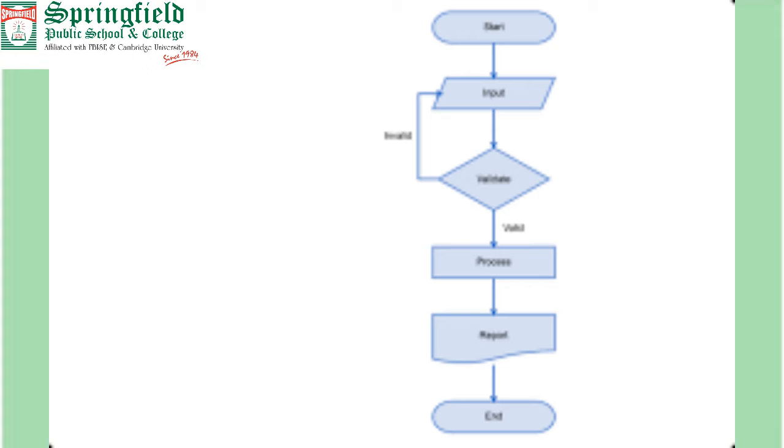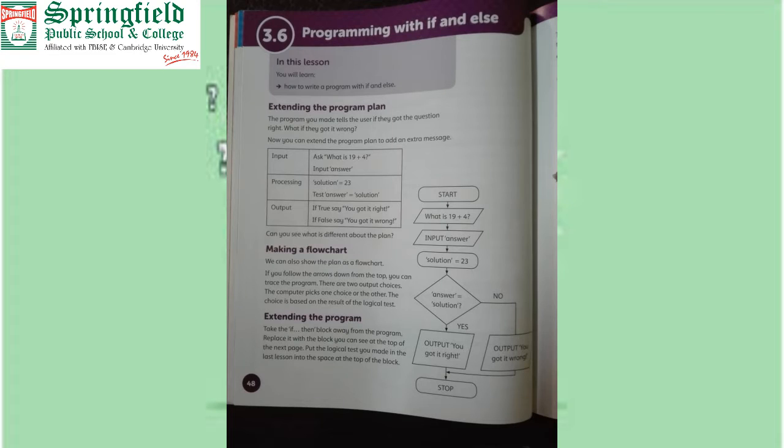Start, there is a start button. What is 19 plus 4? Input answer, solution is equal to 23. If the answer is equal to the solution, true, yes, output "you got it." If it is false, then stop the program, or ask the user again to enter the answer. If it matches 23, then give the output "you got it." Otherwise, stop the program. Is it clear?